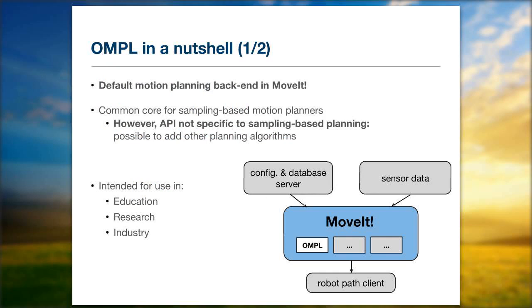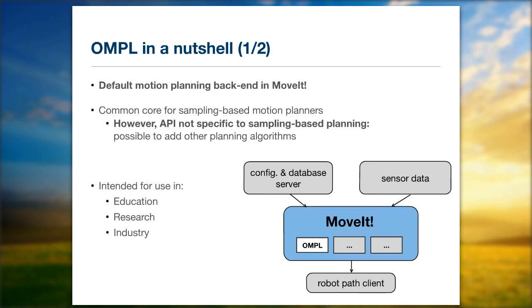It provides a common core for sampling-based motion planners. It's important to keep in mind that there's nothing in the abstract API for planners that forces it to be limited to sampling-based planning. So it's possible to add heuristic-based search or optimization-based planning methods to MoveIt as well.